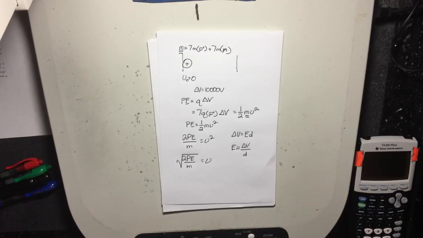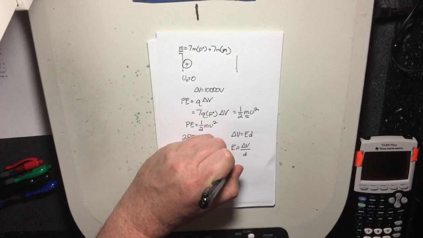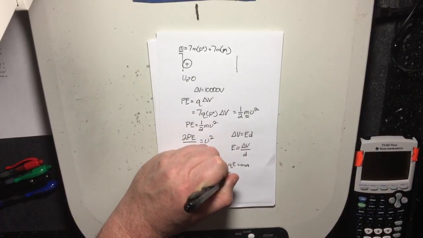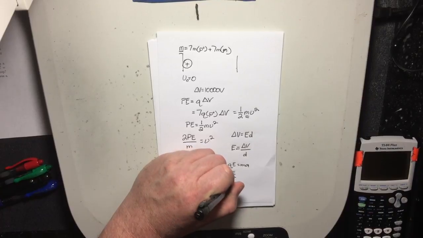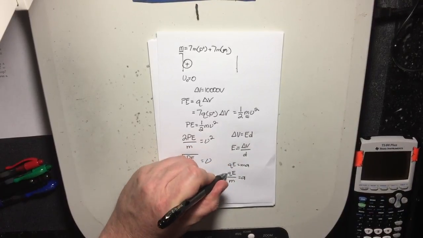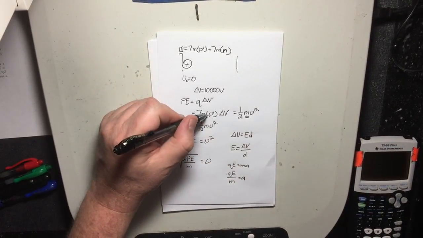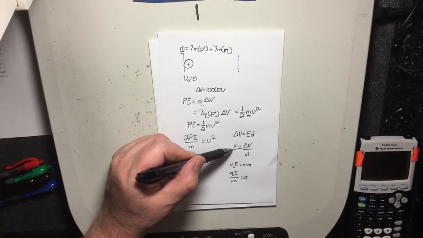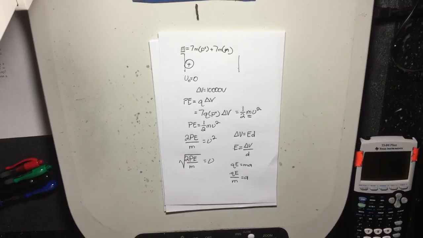What is the magnitude of the particle's acceleration? Well, QE is equal to MA. So QE over M is equal to A. Q is 7 times the charge of a proton. Mass is this. E field is what you get here. That's the acceleration. And that's problem 1.